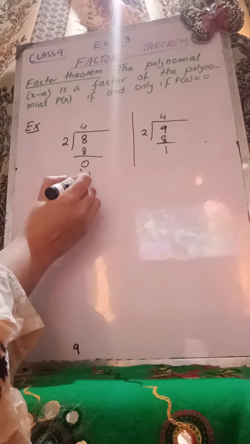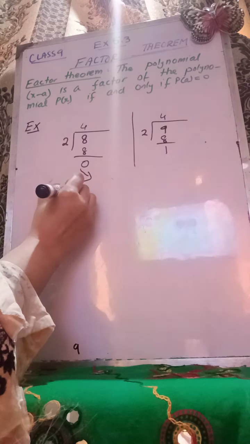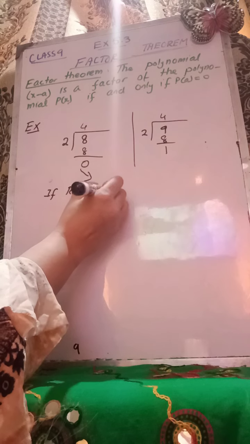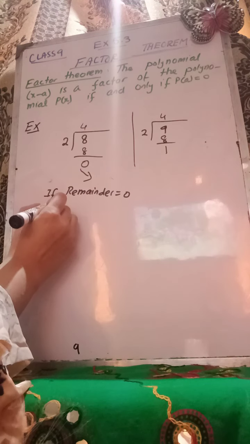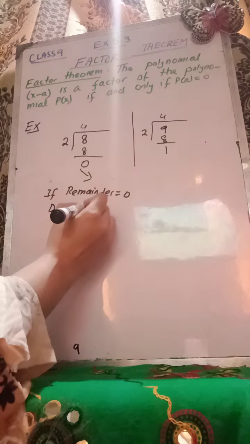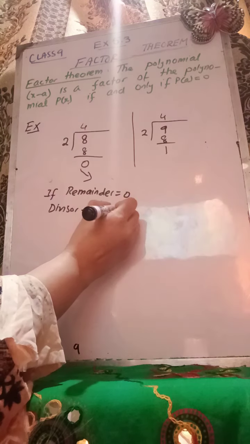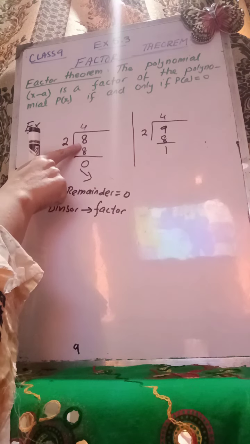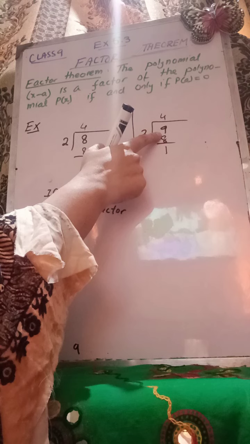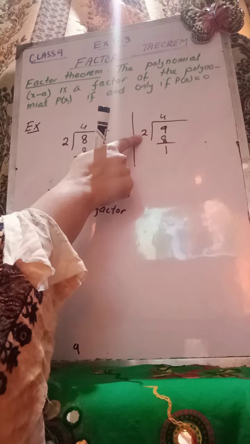Now whenever the remainder is 0, then the divisor is called a factor of that number. So over here we have a 0 remainder, so 2 is called the factor of 8. If the remainder is not equal to 0, as it is in this example, then 2 will not be a factor of 9, because the remainder when 9 is divided by 2 is not 0, it is equal to 1.